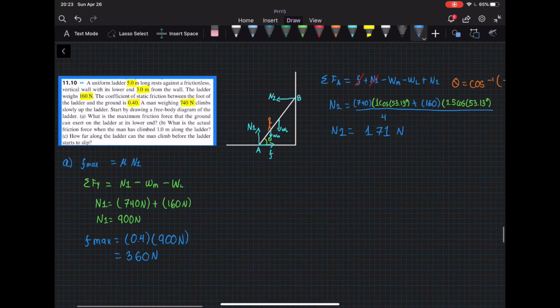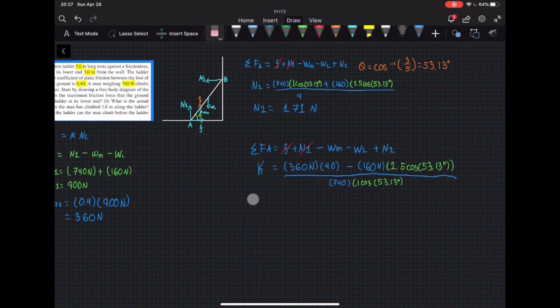Part C is asking how far along the ladder the man can climb before the ladder starts to slip. For part C, we'll be using a very similar formula, but in this case we're going to be trying to find the distance. As you can see, I just rearranged the formula a little bit, and after we plug in the numbers in the calculator, we get 2.70 meters, and that is the answer.